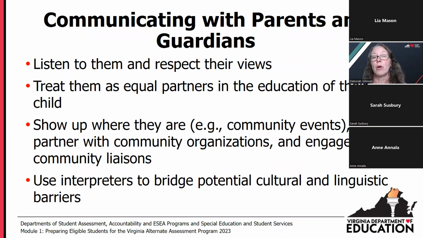This is very important, making sure that you're communicating with the parents and the guardians about the Virginia Alternate Assessment. Please make sure you're listening to them and respect their views. They know their child better than anyone. Just remember to treat them as equal partners in the education of their child. Again, they are important members of the IEP team. Show up where they are in the community, organizations, and use interpreters if you need to bridge potential cultural and linguistic barriers.